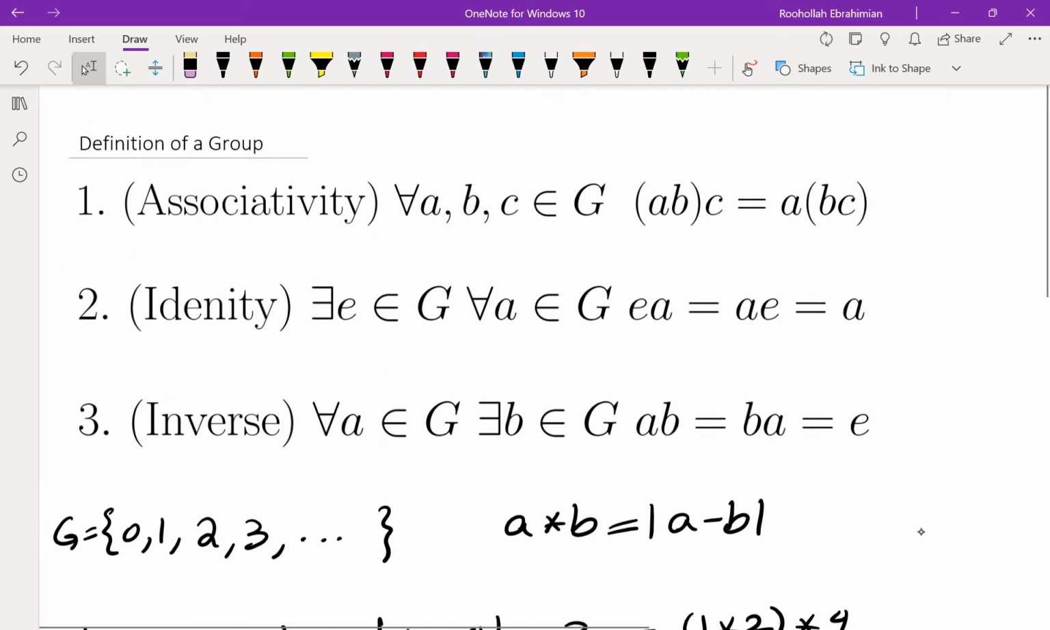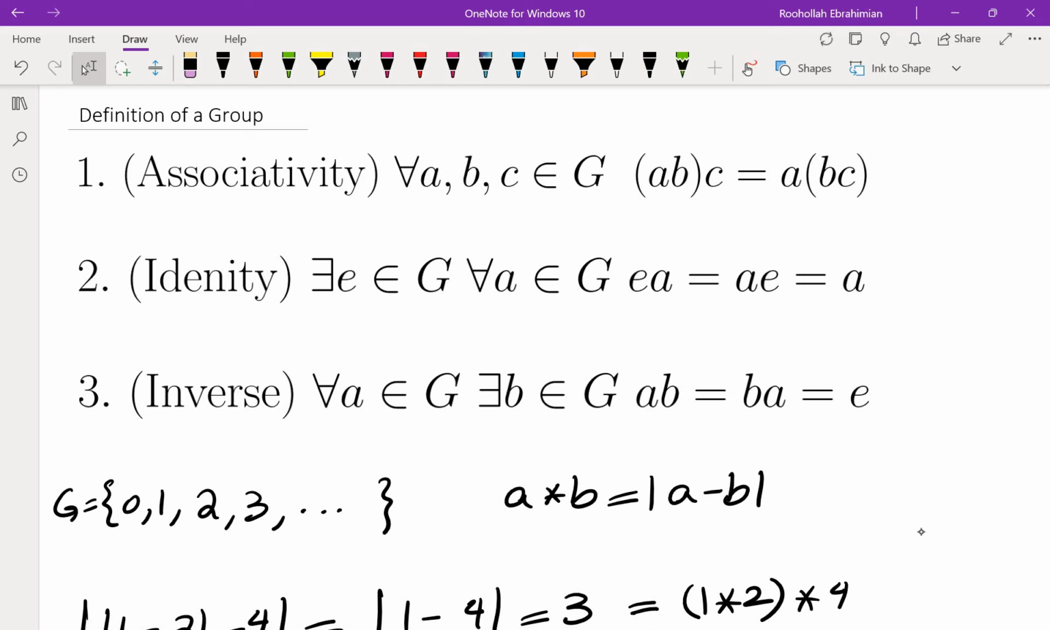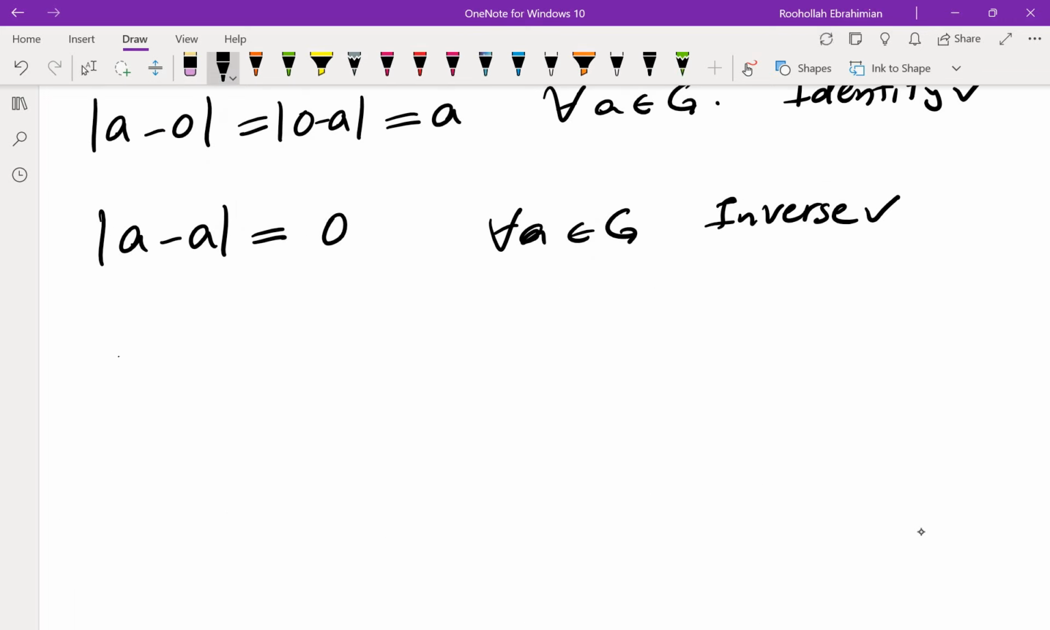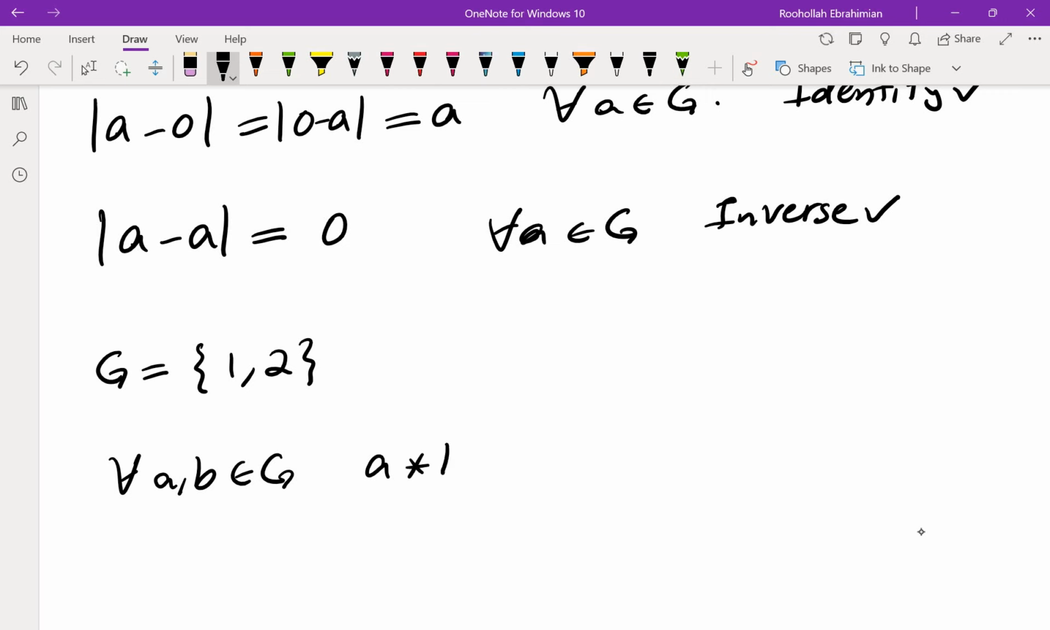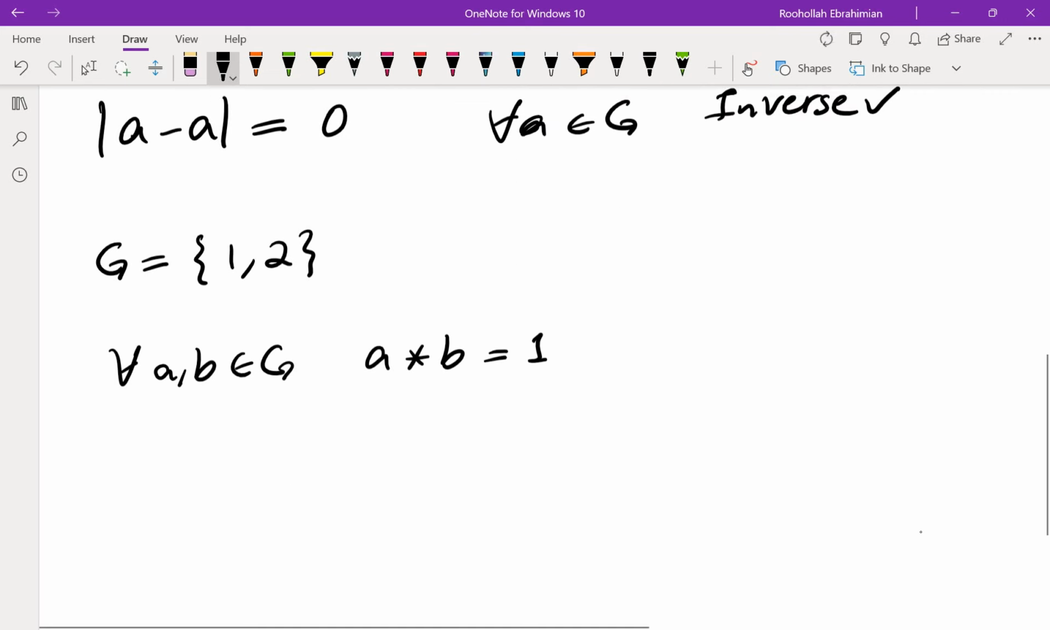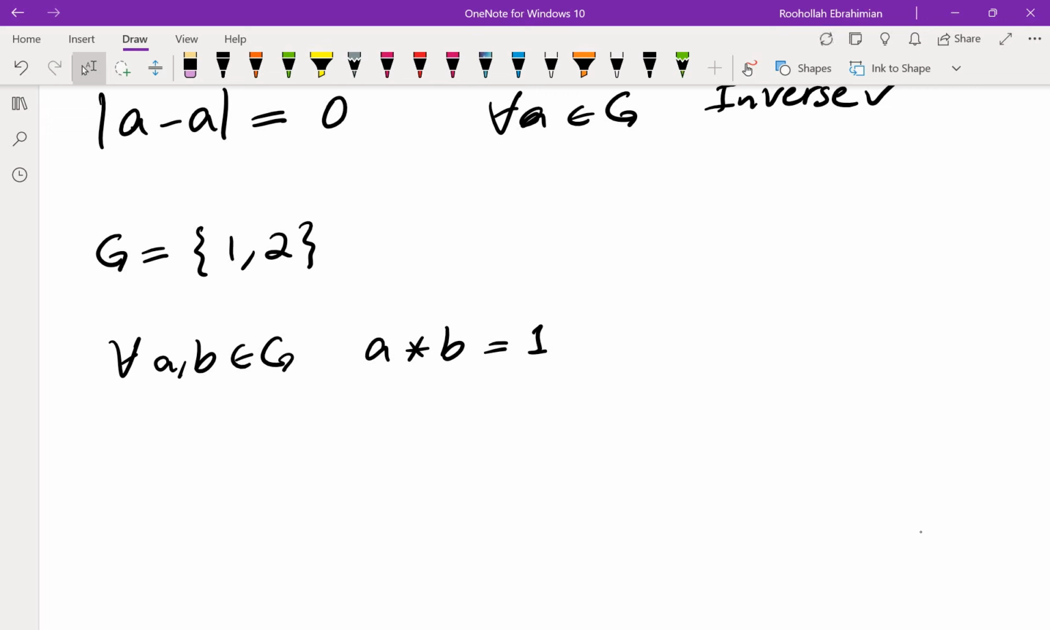So what would be an example of a set where everything has an inverse, but that element is not the identity? The simplest thing we could do is to define a set G. Basically any set, almost any set would work. Let's say the set G is {1, 2}. There are two elements in here, and for every A and B in G, define A star B to be 1. If you define it this way, then of course this is associative. So (A star B) star C is the same as A star (B star C). Both of them are 1.